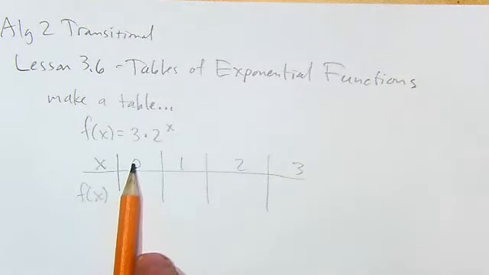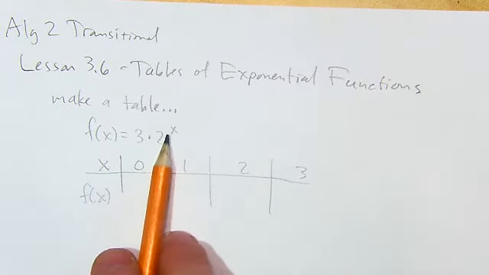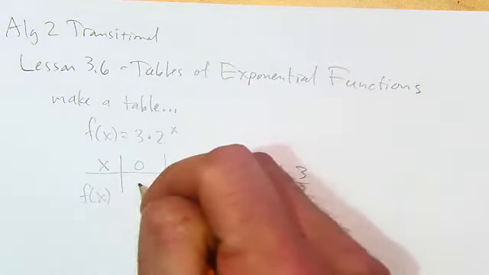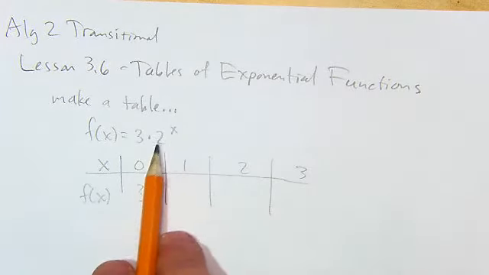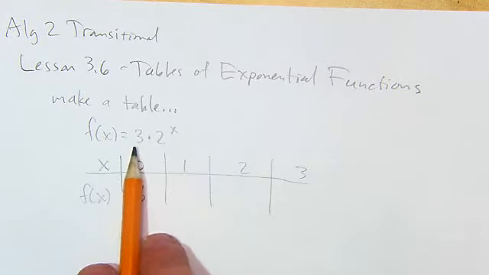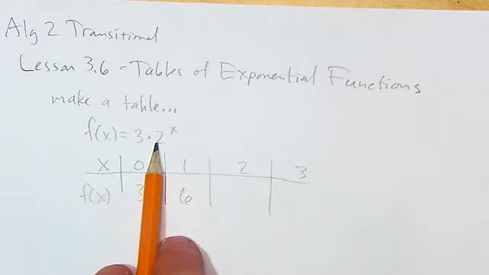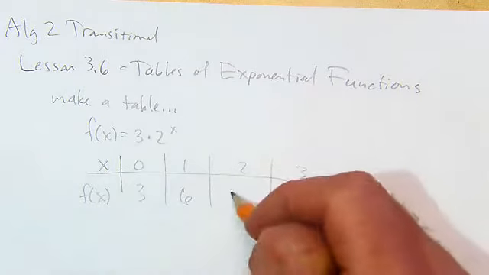Okay, anything to the 0 power is actually 1. So 2 to the 0 is actually 1. 1 times 3 is 3. Okay, plug in 1. 2 to the 1 is 2. 2 times 3 is 6. Do the power first, right? Do the power first. 2 to the 2, 2 times 2, 4. 4 times 3 is 12.